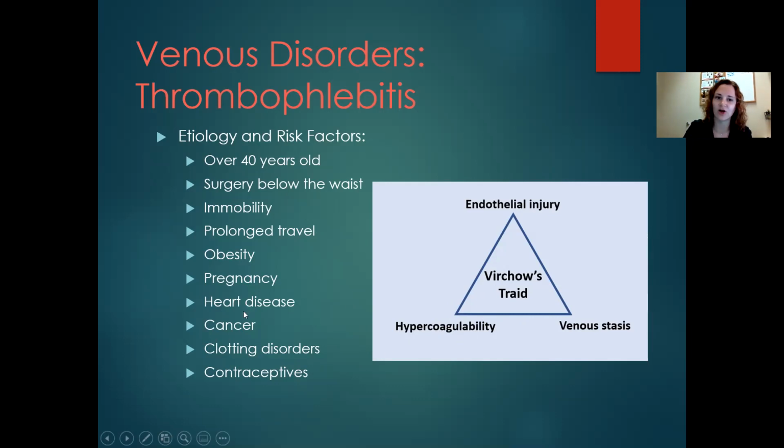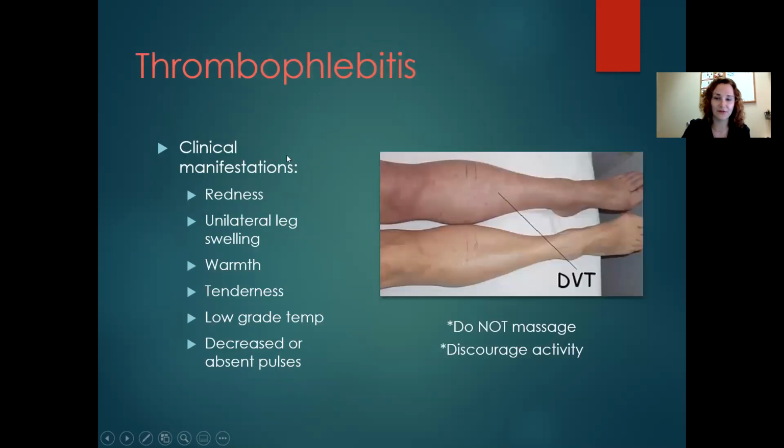And things like heart disease, obesity, prolonged travel, immobility, surgery below the waist, those all put a patient at risk for venous stasis. And then endothelial injury can occur with any of these things. Something as simple as crossing your legs for too long can cause a minor endothelial injury, which triggers the inflammatory response and the clotting cascade to develop a thrombosis in that area of the vessel. So combined with a high affinity for clotting and venous stasis in that area, this is a recipe for disaster of developing a DVT. And you need to know those things.